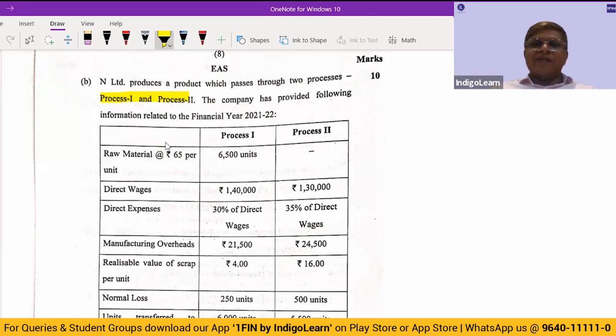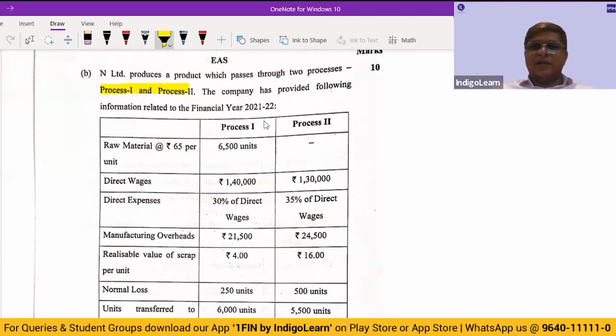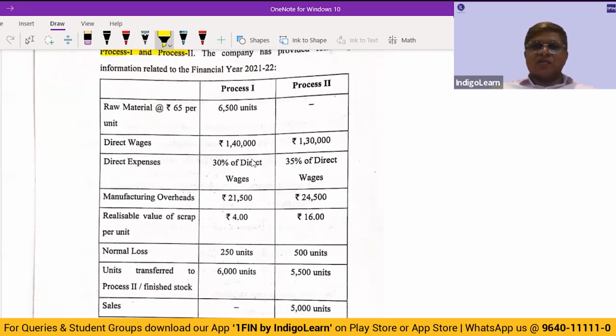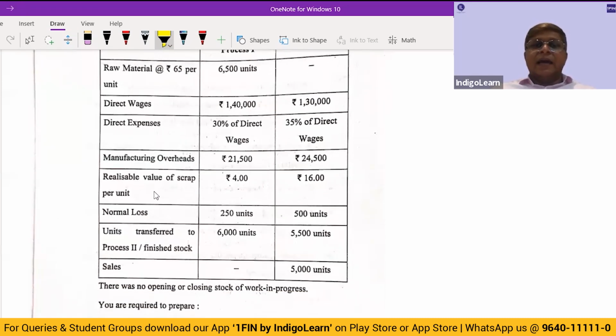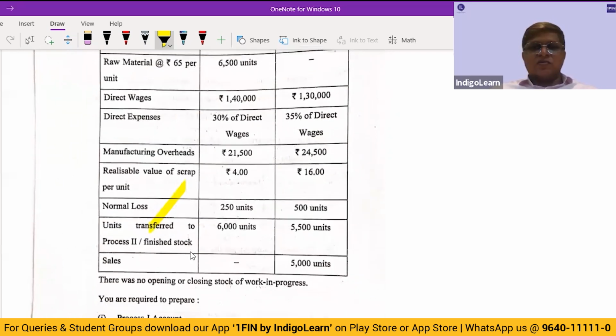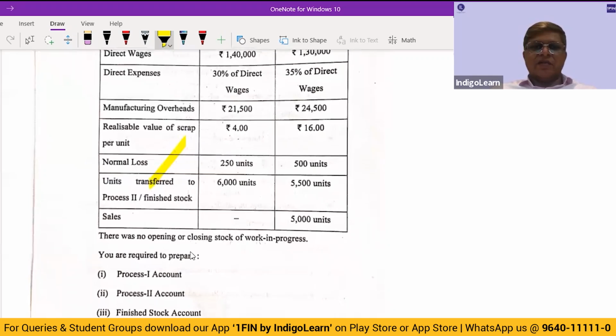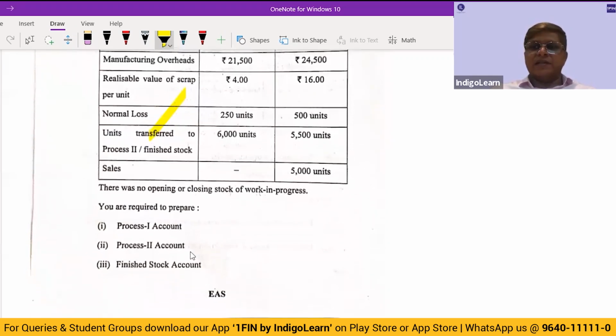So the company has provided the following information related to the financial year 21-22. They have given process 1 account, process 2 account, raw material cost, direct wages, direct expenses, manufacturing overhead, realizable value of scrap per unit, the normal loss, the units transferred to process 2 and finished account. These are all simple, straightforward calculations, no complications involved.